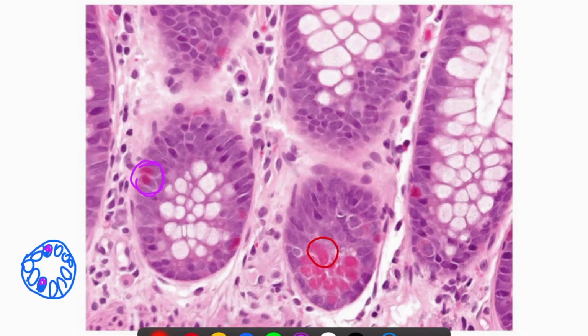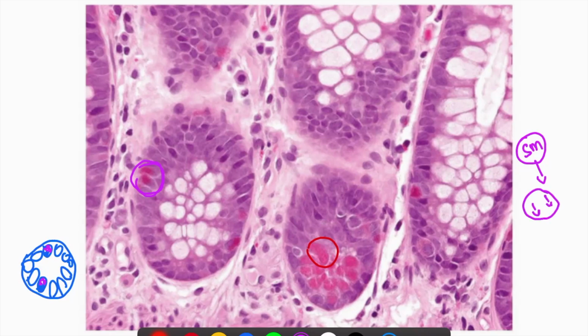Now, why is it important to know these two cells? Why is it important to know their location? Because Paneth cells usually are present predominantly in the small intestine. When you move towards the colon, the incidence of Paneth cells significantly decreases.